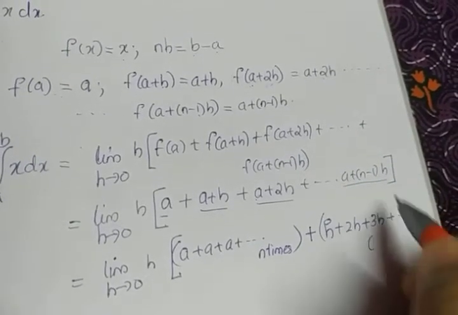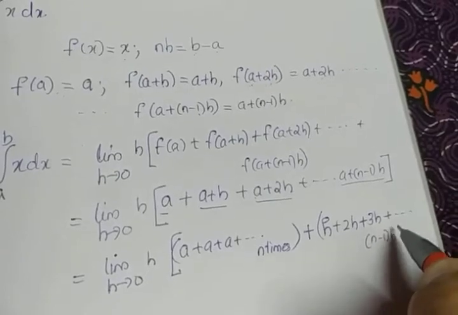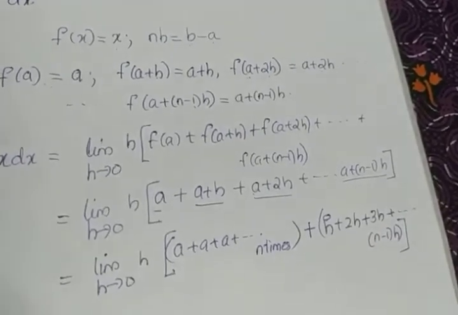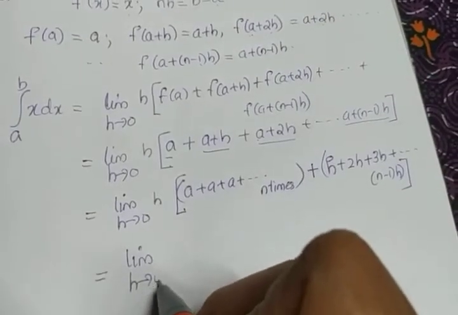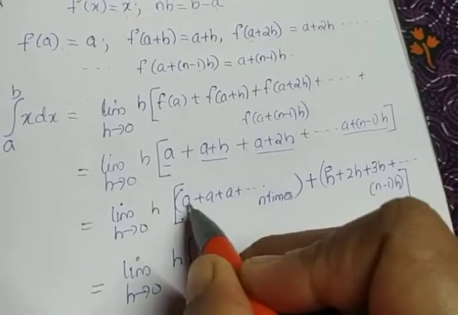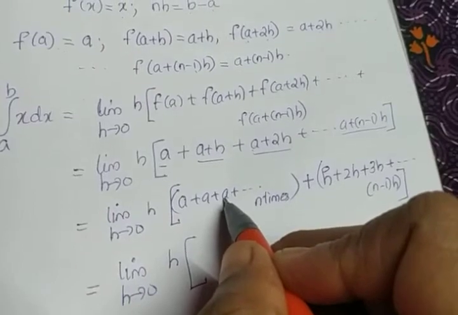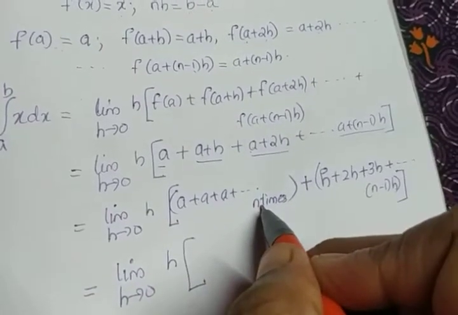And the last term is (n minus 1) into h. That is equal to limit h tends to 0, h into (a plus a plus a...). Three times when added, we are getting 3a. So here we are adding n times.